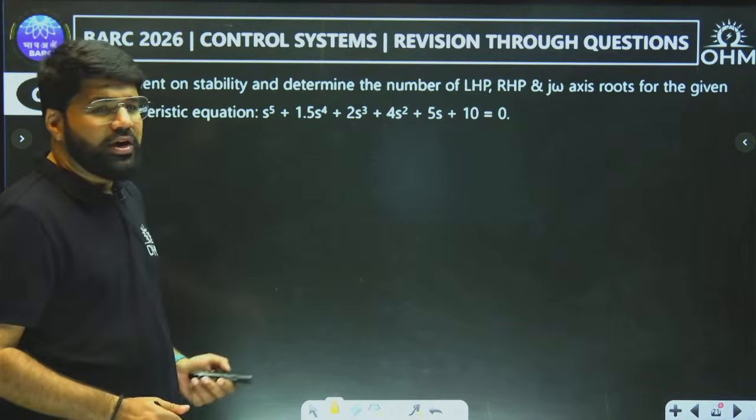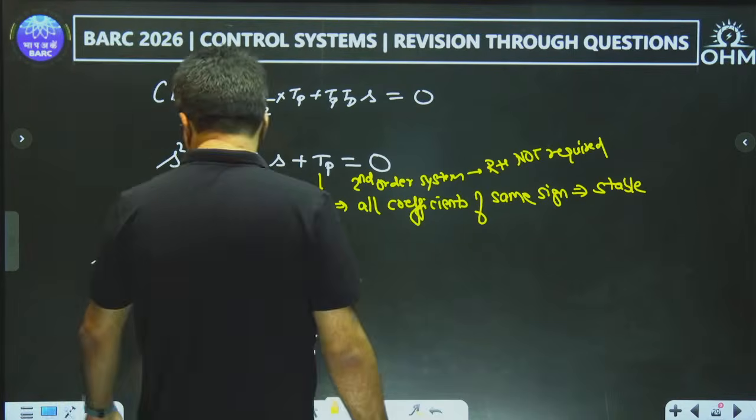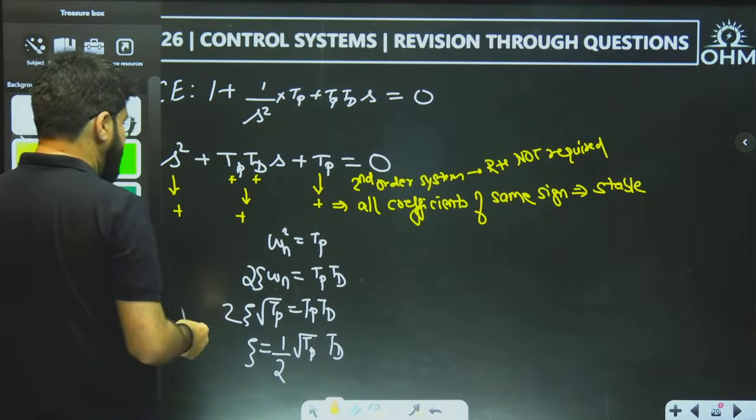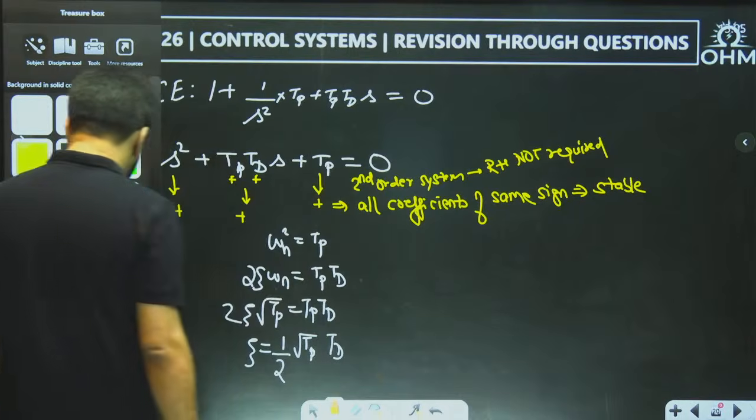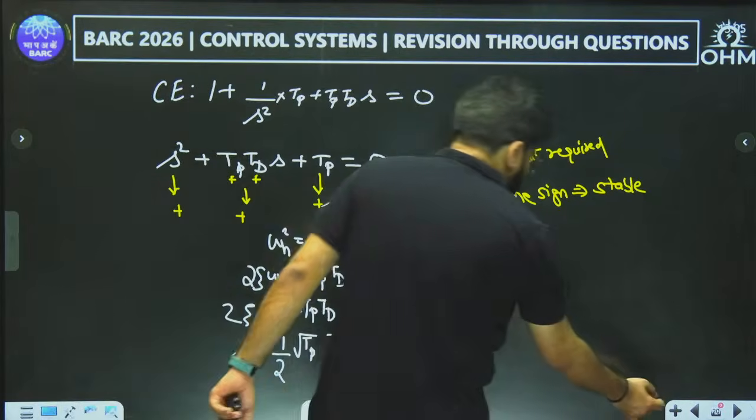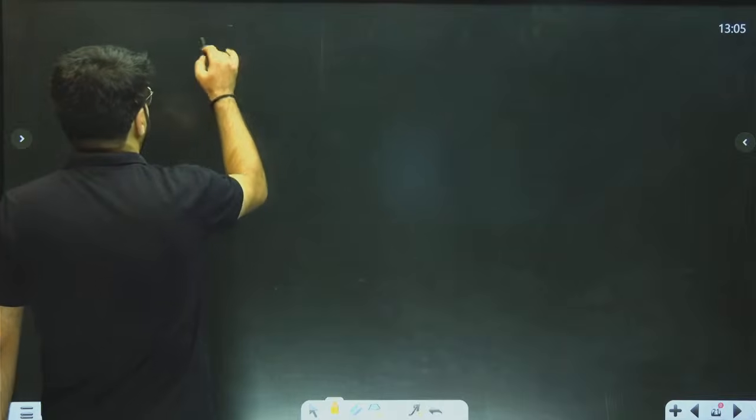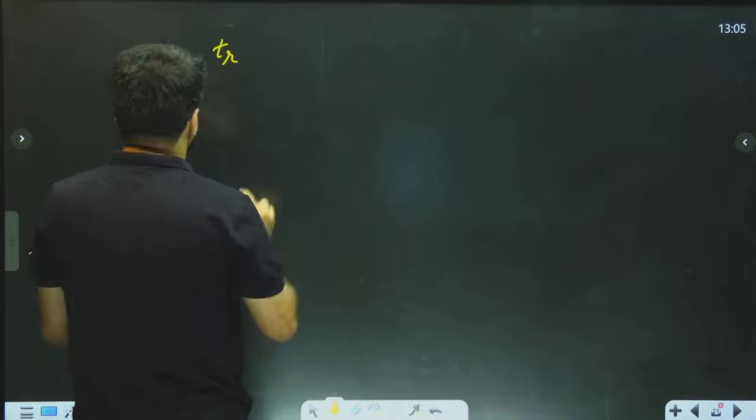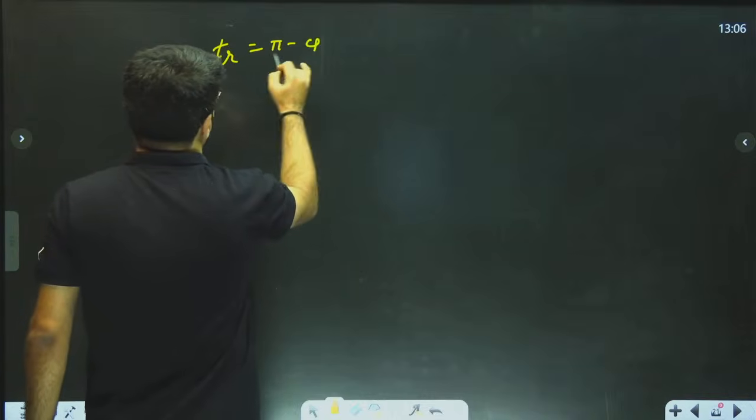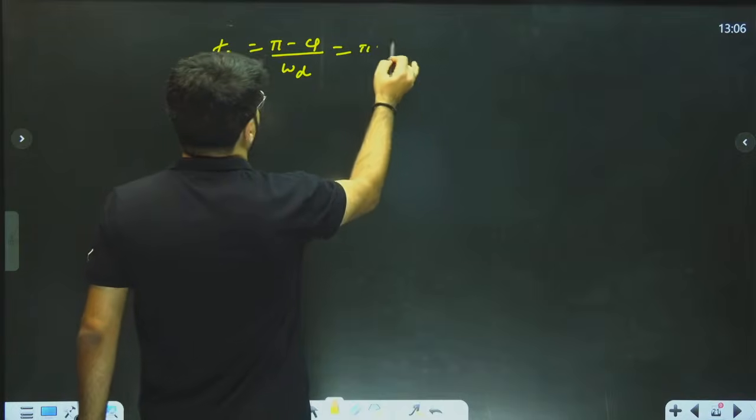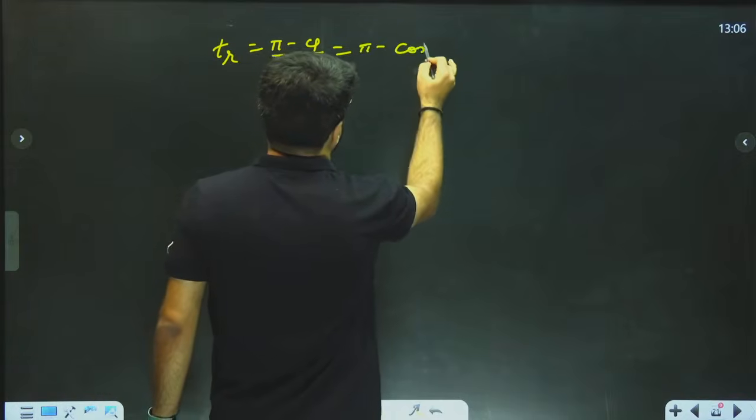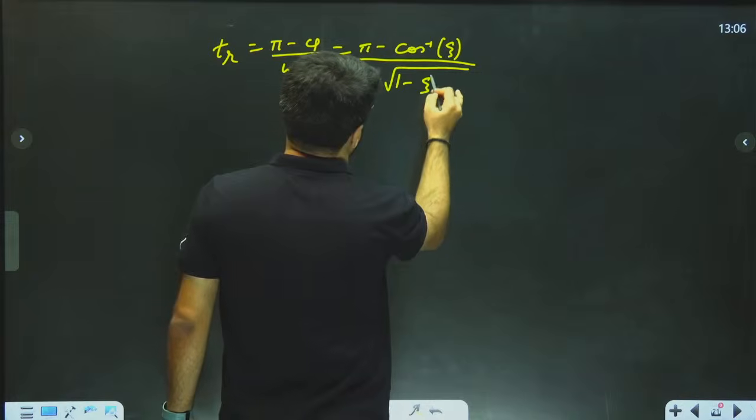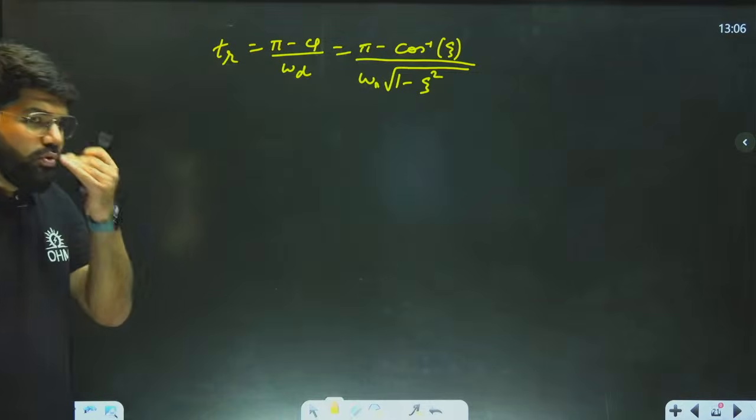See, the third point I have taken as a general effect. If you have doubts with respect to the third point, what is the analysis you actually need to do? The analysis is the rise time. Rise time is given by what formula? Pi minus phi by omega d. Phi is cos inverse zeta, divided by omega d, which is omega n under root 1 minus zeta square.